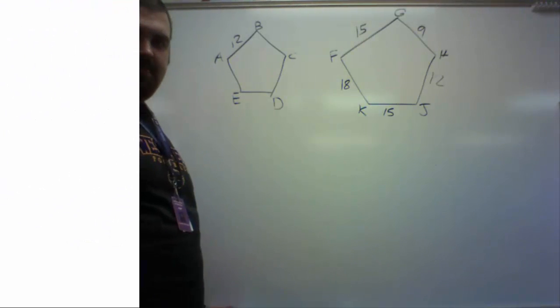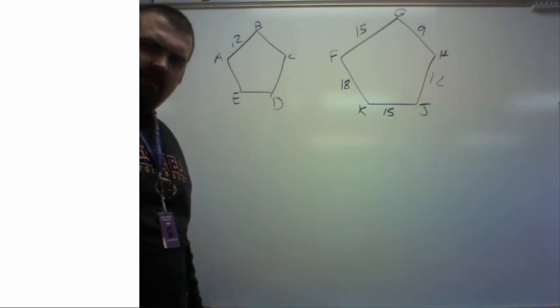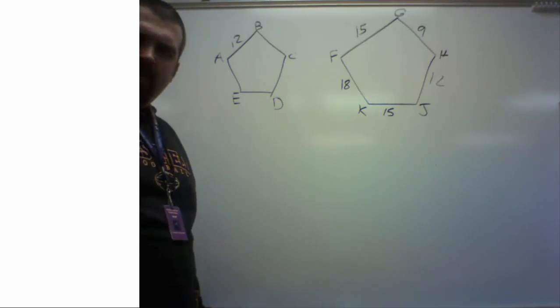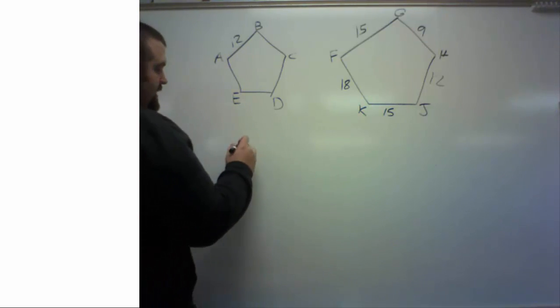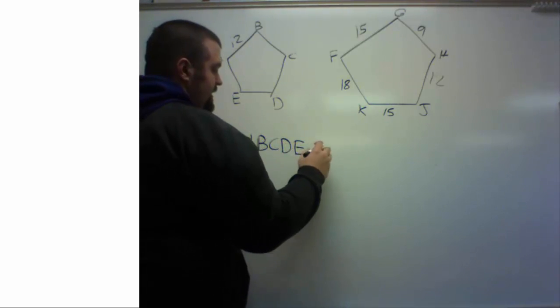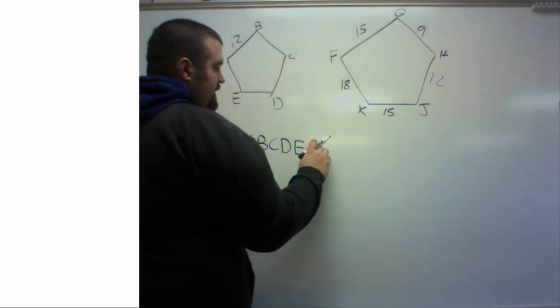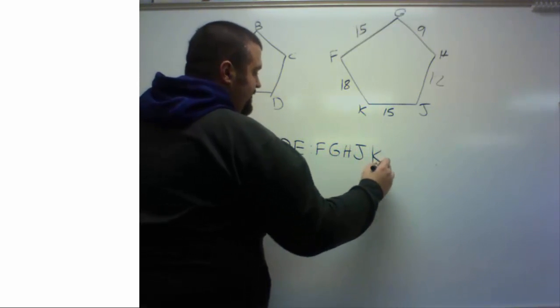All right, so they tell me these two pentagons are similar. They want me to find the scale factor. Well, to find the scale factor, I need to match up two corresponding sides. I also have to tell you which way I'm doing this. So if I'm going from pentagon ABCDE to pentagon FGHJK, I have to write that.